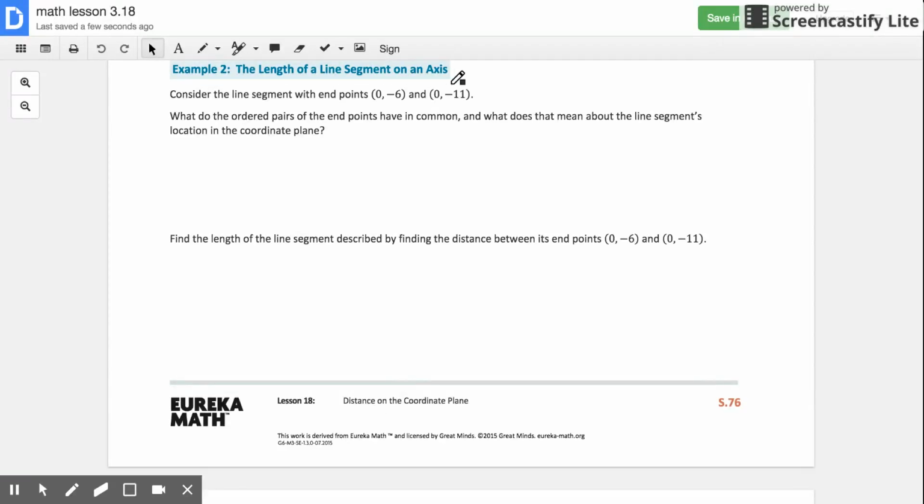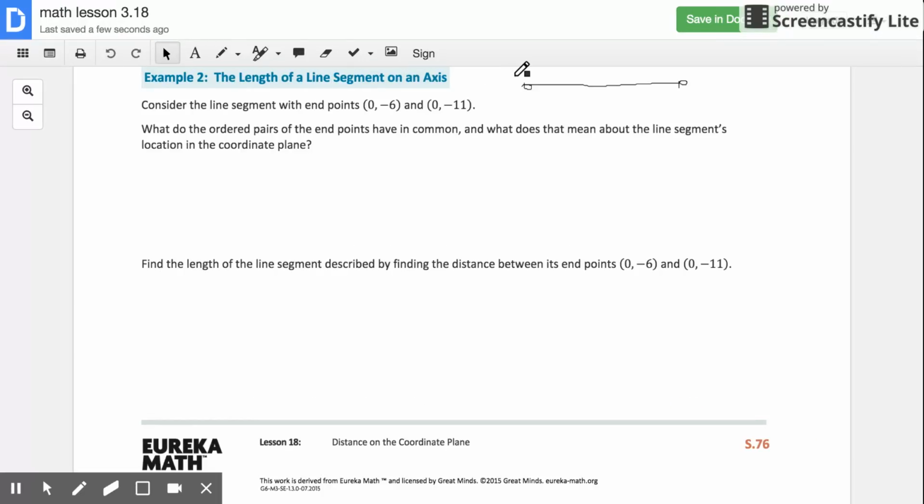this one is talking about a line segment. So a line segment is a piece of a line that has some start point and some end point. Oops, that's not what I wanted to do. I wanted to make my little line bigger. Hold on. Let's see if that did it.